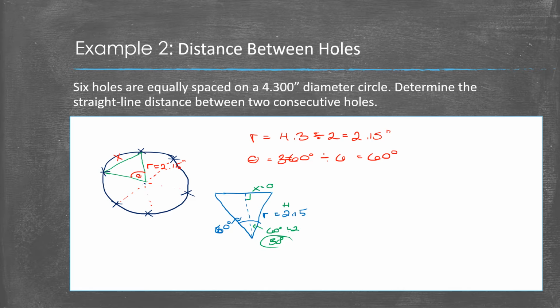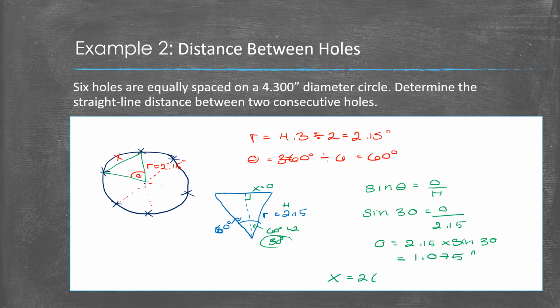So in order to solve it, we just put our information in our question. We already know that sine uses opposite and hypotenuse, so the sine of our angle is going to be opposite over hypotenuse. Putting the information in, sine of 30 is equal to opposite divided by 2.15. Rearrange it. Opposite is 2.15 times the sine of 30, which is equal to 1.075 inches.